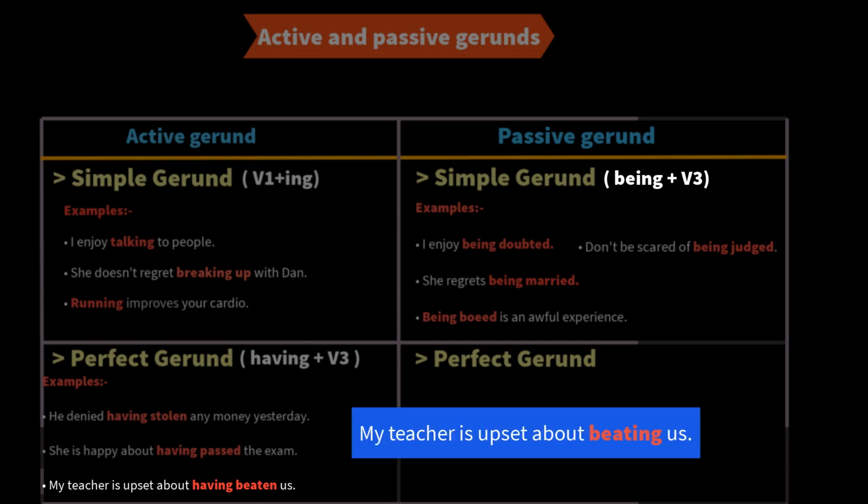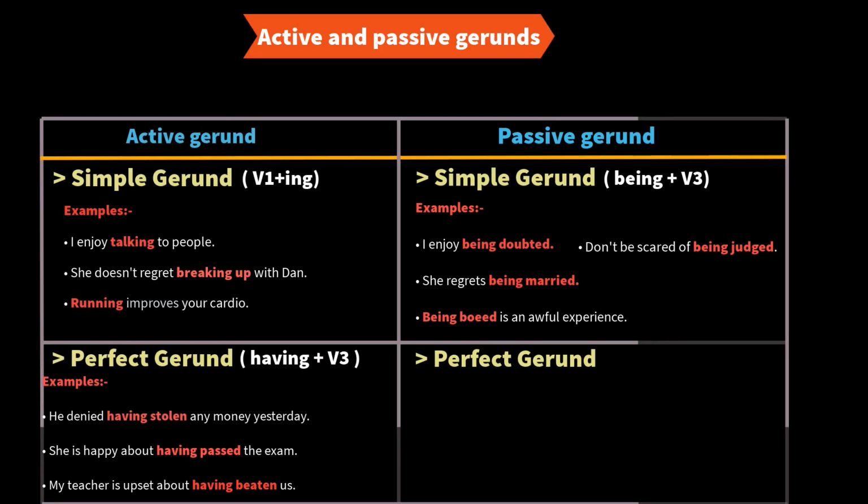But guys, if I say my teacher is upset about beating us, does it give the same meaning? I think it does not. It might also mean that she is upset about beating us. She's gonna beat us and she's upset about that. She's upset that she has to beat us. So sometimes using a simple gerund might not give you the meaning that you want to convey. So if you want to refer to a time using a gerund that is previous than that of the main verb, always use a perfect gerund. Why? I've just shown you why.